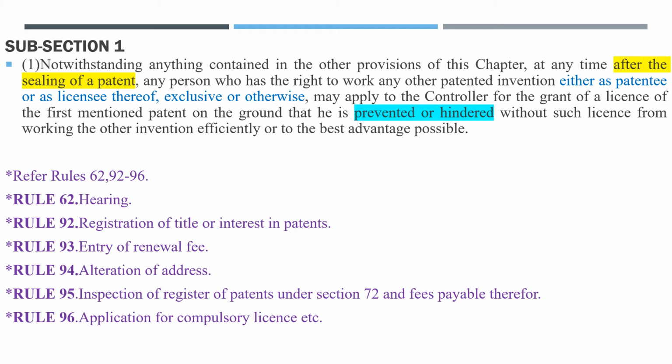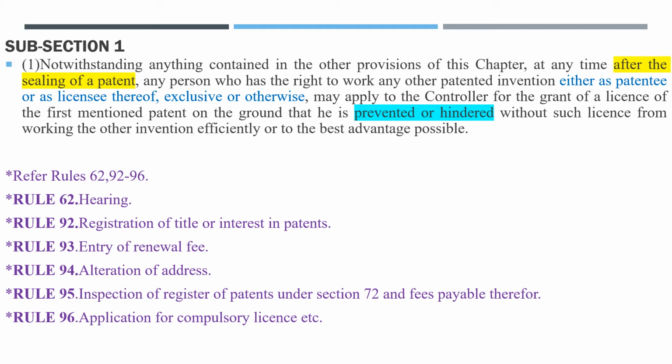So notwithstanding anything contained in the other provisions of chapter 16, at any time but after the sealing of a patent. The condition is after the sealing of a patent, any person, meaning who? Who has the right to work any other patented invention, either as a patentee or as a licensee. And the licensee may be exclusive one or otherwise.